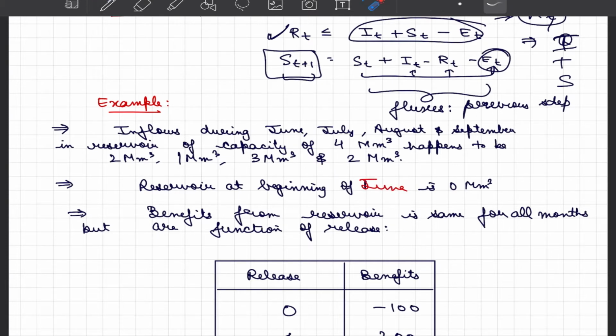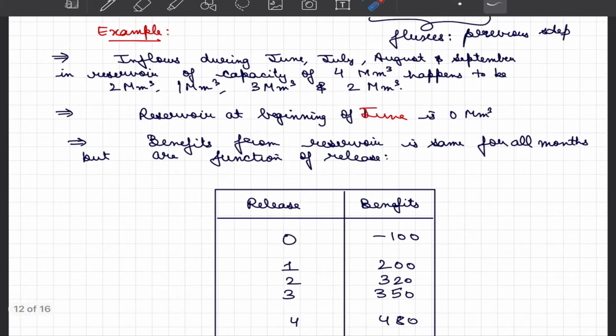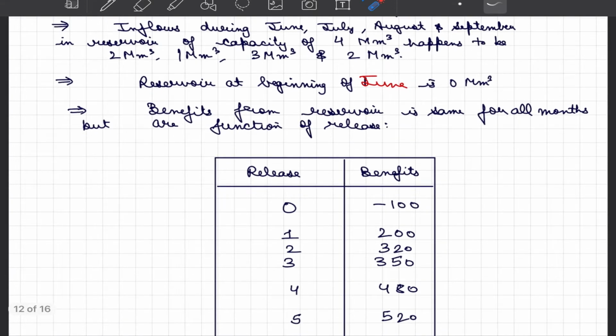That means there is no storage, and we are just relying on the first precipitation to build our storage. Also, it is mentioned that for all months, the benefits that we are going to get from release are going to be the same. So this could be thought of as some billion rupees that we may earn, and we have standardized all these in terms of units, because billions, millions are just scaling factors.